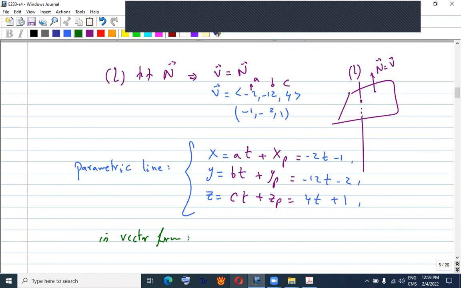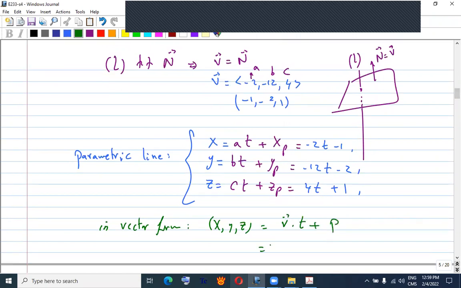Yeah, and vector form would be written like x, y, z. And even they didn't write x, y, z. It should be the vector times t plus the point. So right here, as I said, you want to put it as (-2, -12, 4) with a t beside, plus the point, bracket, (-1, -2, 1). So yeah, it's correct now. Perfect.